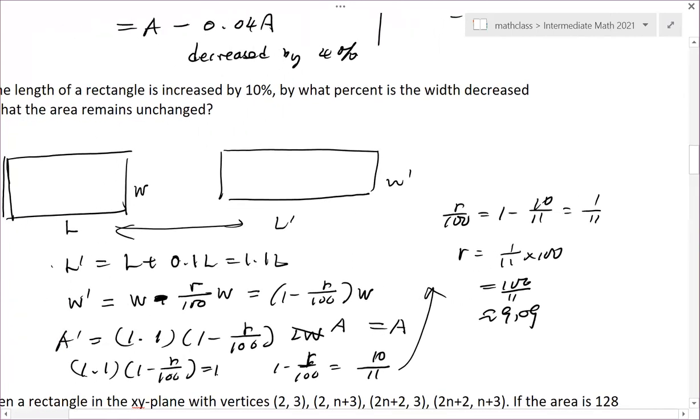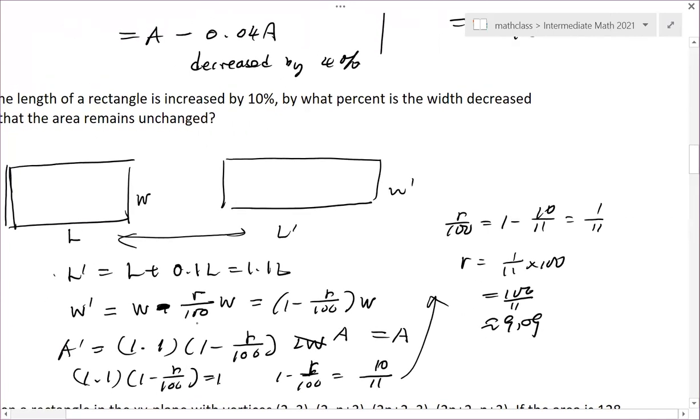Clear? I think the key step is this equation. Okay, this is the equation. So you just calculate the area, and then you express the new area in terms of these quantities, and it should be equal to A, right, because the area remains unchanged. Then you get a simple equation like that, and you try to solve it.